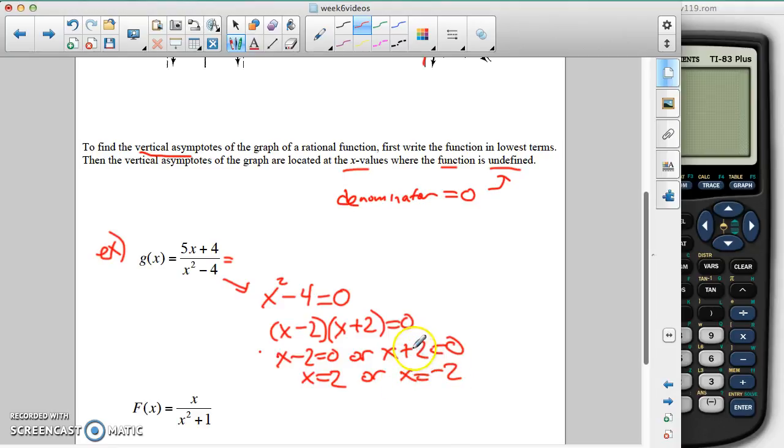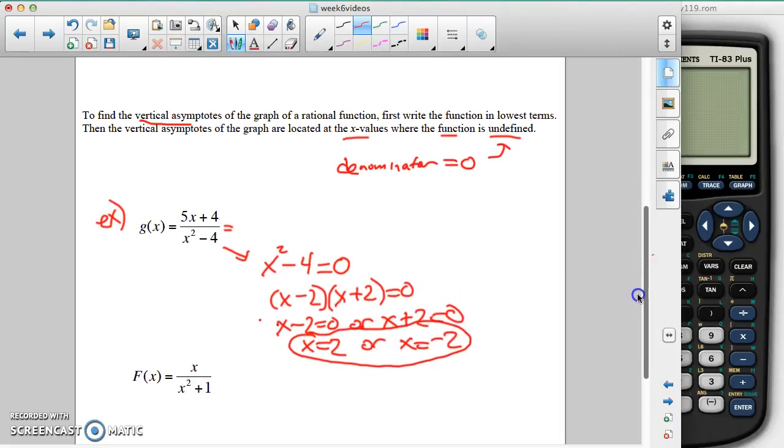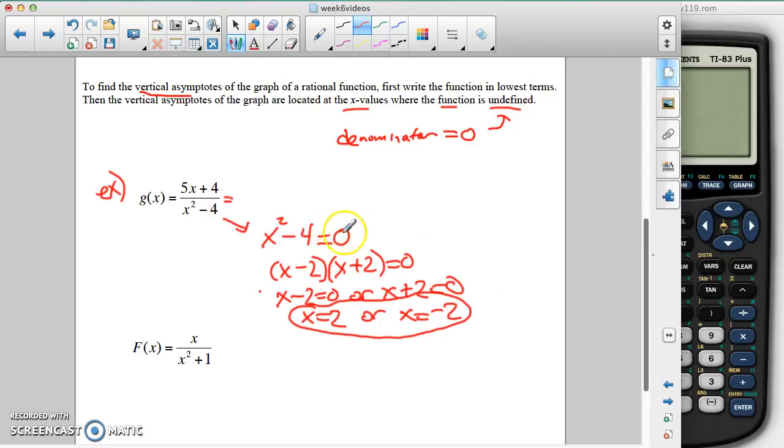Those are actually where it's undefined. So that's where our asymptotes are going to be, at 2 and negative 2. So these are going to be our asymptotes for this function, x equals 2 and x equals negative 2. Because we found out where it was undefined. It was undefined at this point because that makes the denominator 0.